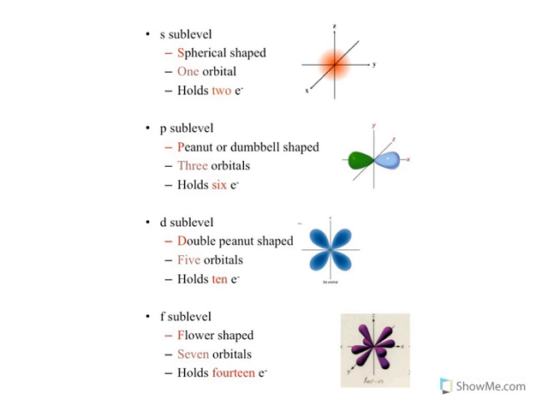The P sublevel is peanut-shaped or dumbbell-shaped. There are 3 ways to arrange the P orbitals within 3 dimensions, and that's on the 3 different axes. The P sublevel can hold a maximum of 6 electrons. The D sublevel is double peanut-shaped, has 5 orbitals, and holds 10 electrons. And the F sublevel is flower-shaped, has 7 orbitals, and holds 14 electrons.